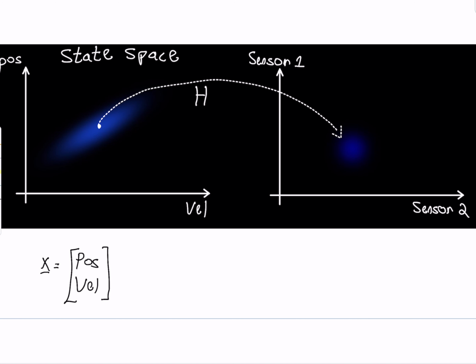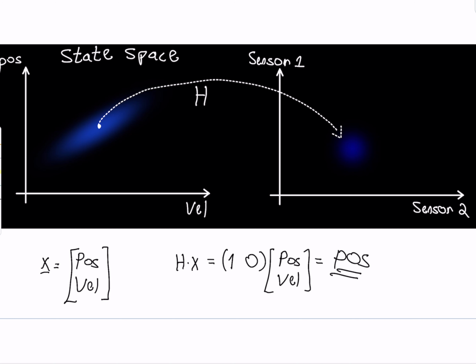The answer is very interesting. The H matrix looks like this: H equals [1, 0]. Why? Because if I multiply, what I get is 1 times position plus 0 times velocity, which basically is position. And this is exactly what I get from the sensors.